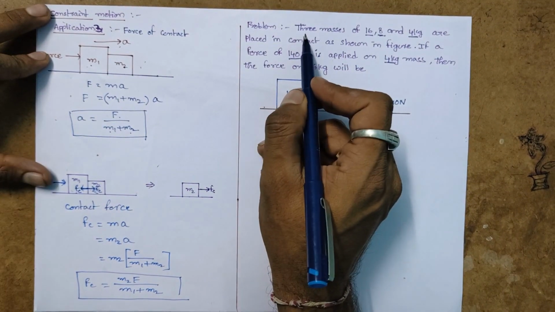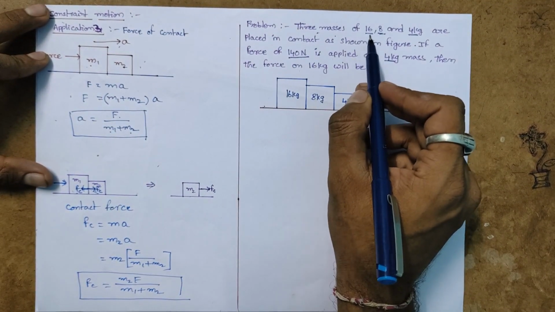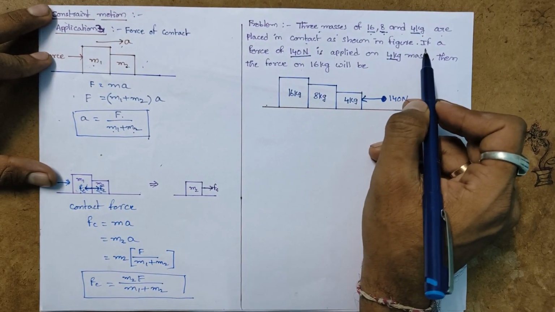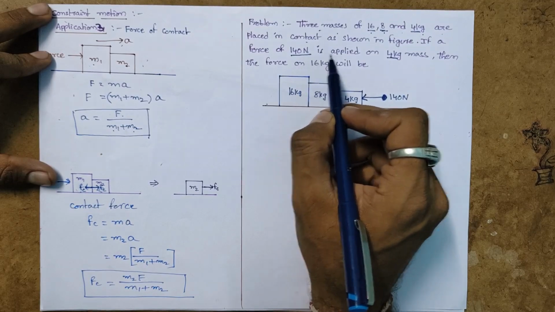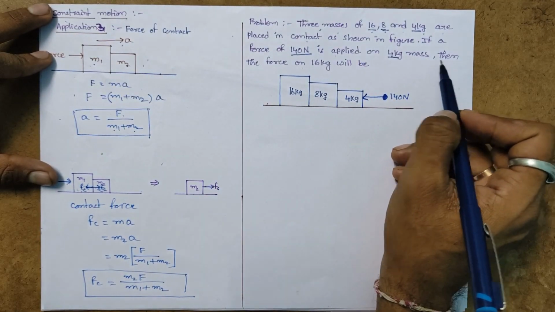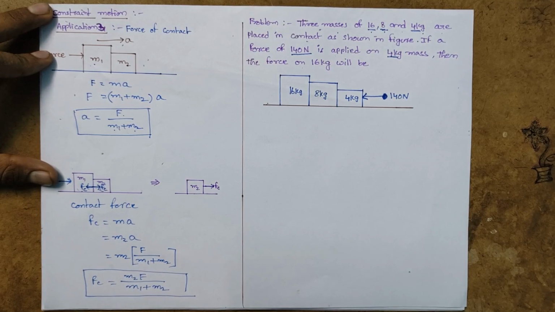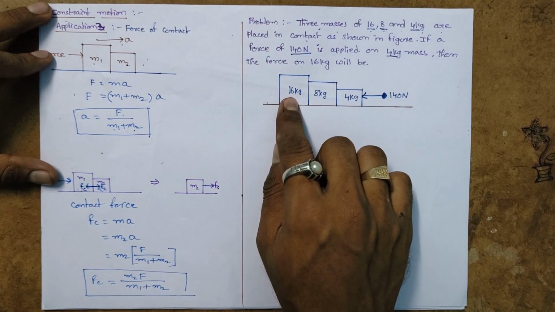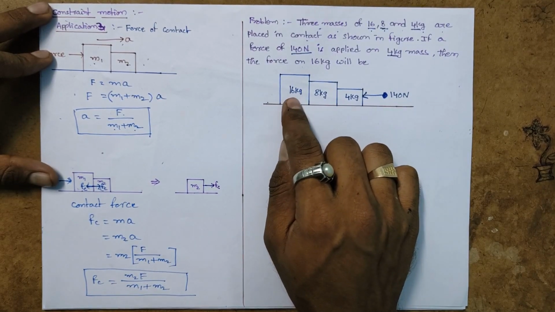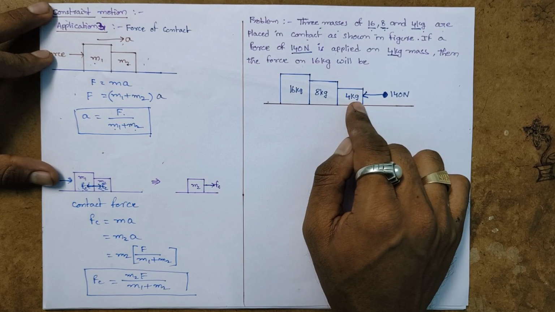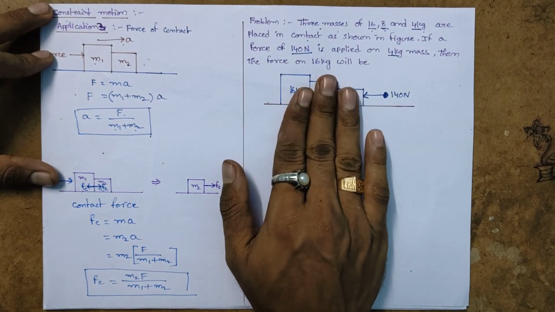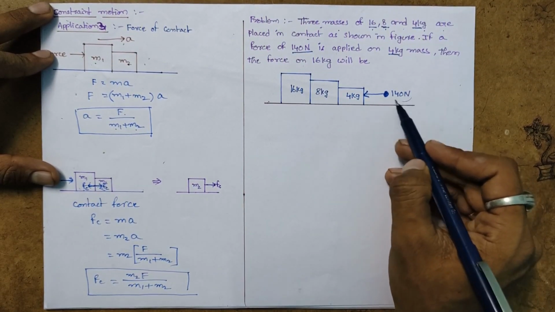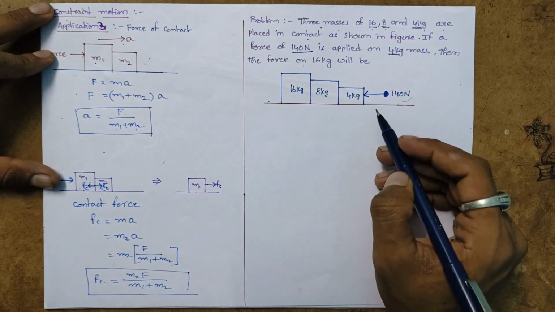Based on this topic we will discuss one problem today. Coming to the problem: three masses of 16, 8 and 4 kg are placed in contact as shown in the figure. If a force of 140 Newton is applied on the 4 kg mass, then the force on the 16 kg mass will be dash. Look here, this is the horizontal surface. I have three objects of masses 16 kg, 8 kg and 4 kg. These three blocks are in contact with each other.